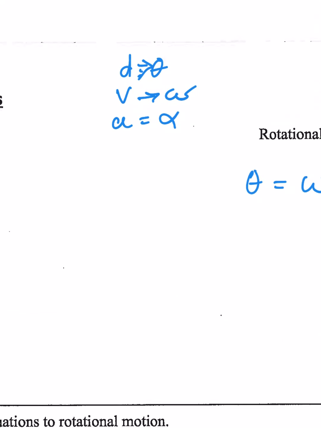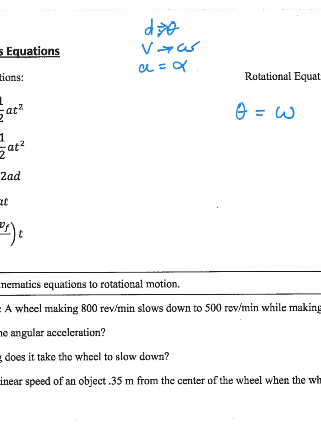Wait, what does v change to? Omega. Greek letter omega. A is alpha. So this guy becomes what? Theta equals omega initial t plus 1/2 alpha t squared.